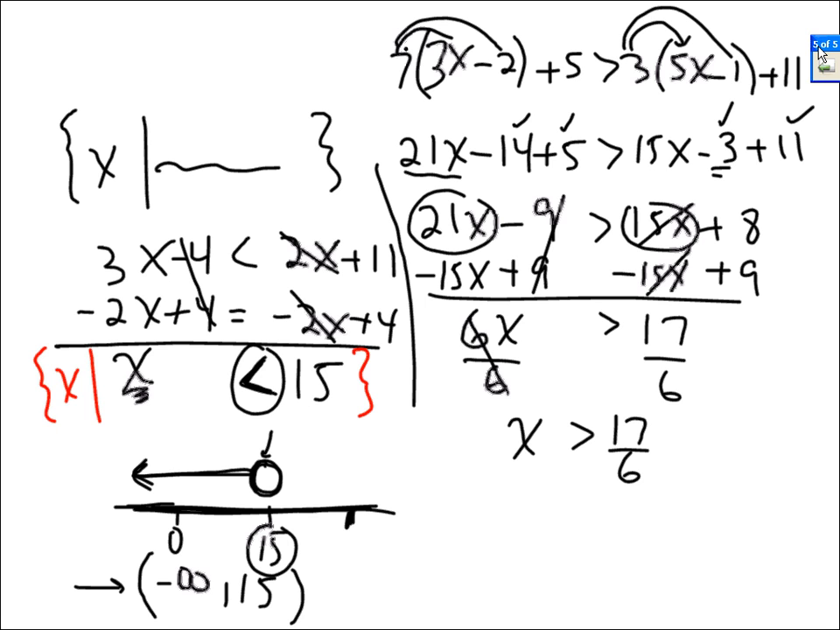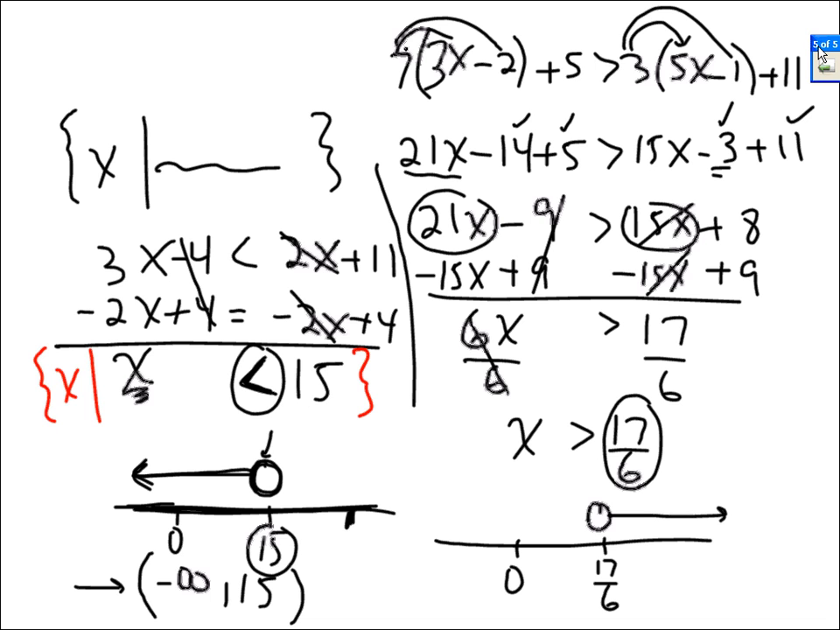You're going to put many numbers on the number line, but you better have an idea where 17 over 6 is. It's between 2 and 3. It's closer to 3. And here's 0. Here's 17 over 6. I wouldn't put any other numbers. I may make a mistake. x can't equal 17 over 6, but it can be greater than it.